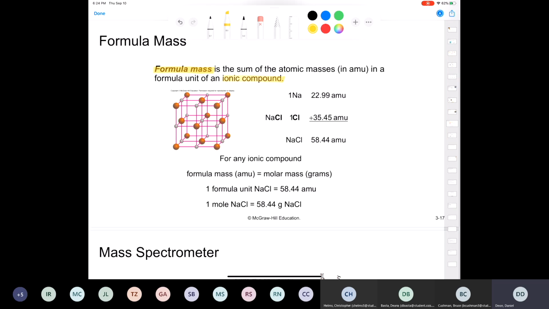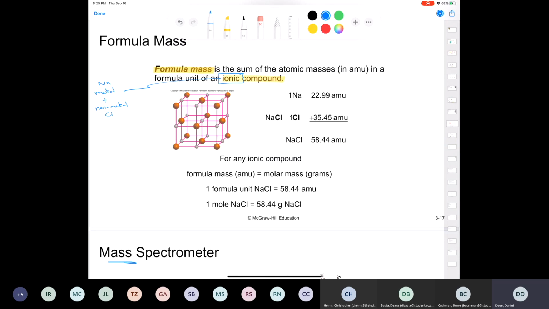And if you're wondering what a formula unit is: something I never want you to say is a molecule of sodium chloride, because sodium chloride is an ionic compound. What's an ionic compound made from? A metal and a non-metal combined. There is no such thing as a molecule of sodium chloride. How am I supposed to know that? Because sodium chloride is made from a metal, sodium, and a non-metal, chlorine, and ionic compounds do not exist as molecules.